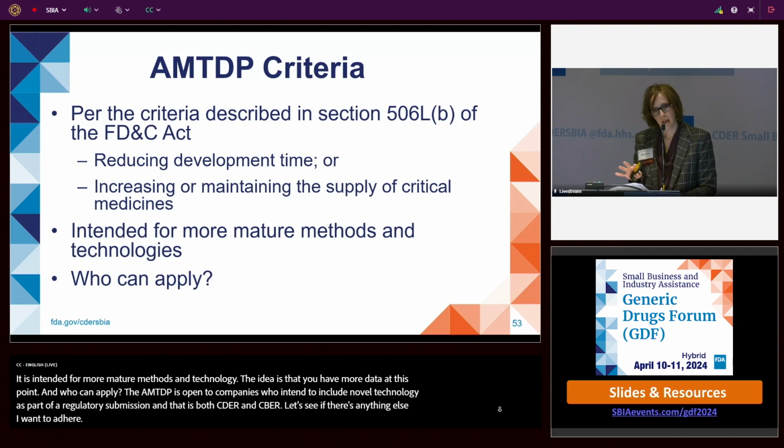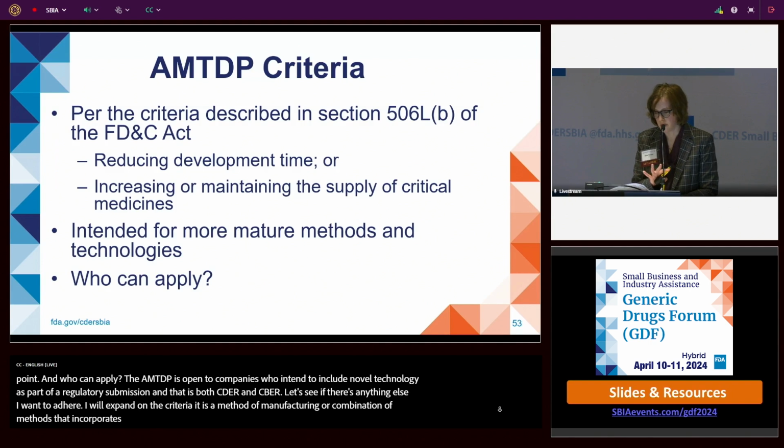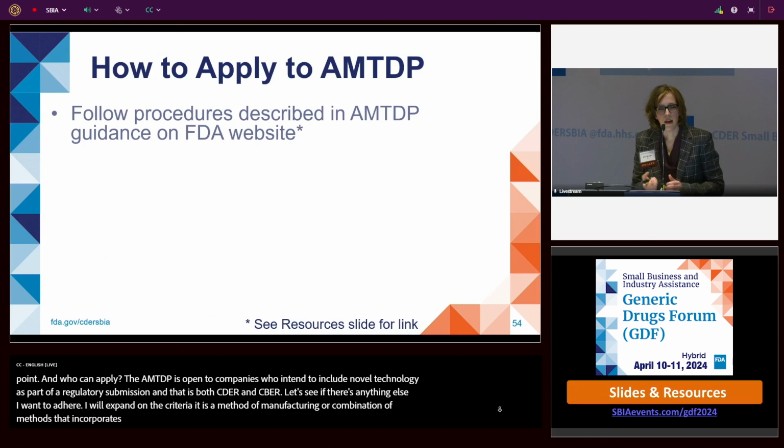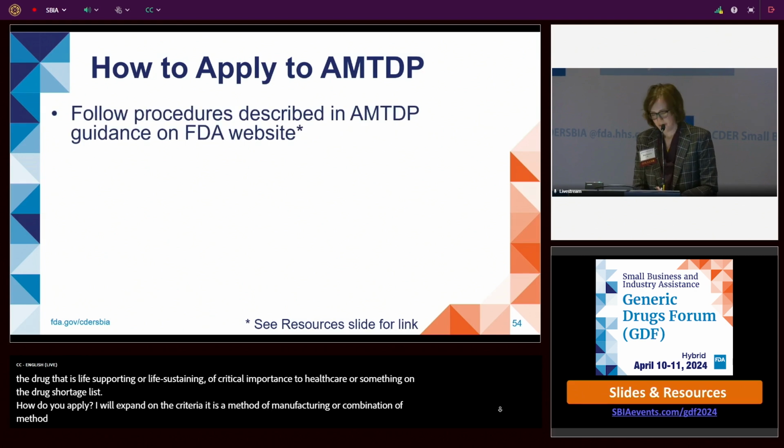So I'll expand on the criteria a little bit. It's a method of manufacturing or combination of methods that incorporates a novel technology or uses an established technique in a novel way. So there's a couple different ways to look at that. And like I said, reducing development time or increasing or maintaining the supply of a drug that is life-supporting, life-sustaining, of critical importance to providing healthcare, or something that's on the drug shortage list. How do you apply? Again, we have a website and we have a draft guidance.